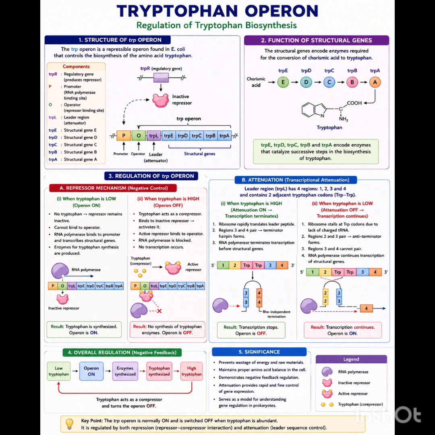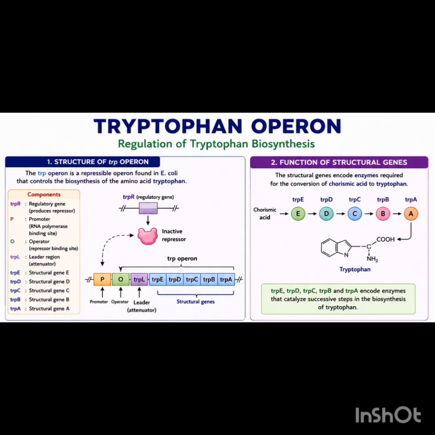Hello everyone. Today we will study one of the most important and classical examples of gene regulation in prokaryotes, the tryptophan operon, commonly known as the trp operon. The operon is found in the bacterium E. coli and serves as an excellent model for understanding how microorganisms regulate gene expression according to their metabolic needs.